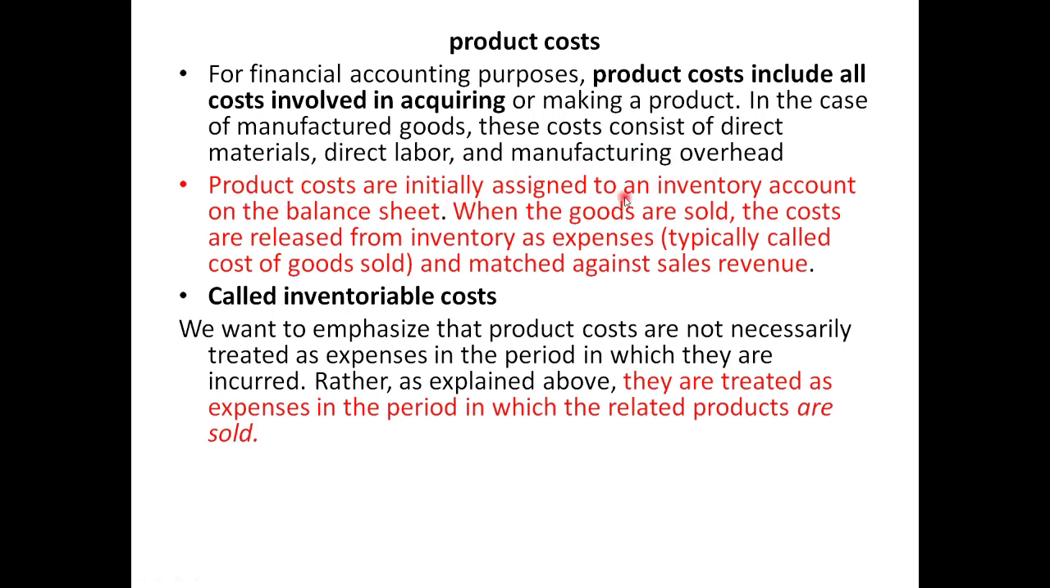Product costs are initially assigned to an inventory account on the balance sheet. When the goods are sold, the costs are released from inventory as expenses, typically called cost of goods sold, and matched against sales revenue, also called inventoriable costs. We want to emphasize that product costs are not necessarily treated as expenses in the period in which they are incurred. Rather, as explained above, they are treated as expenses in the period in which the related products are sold.